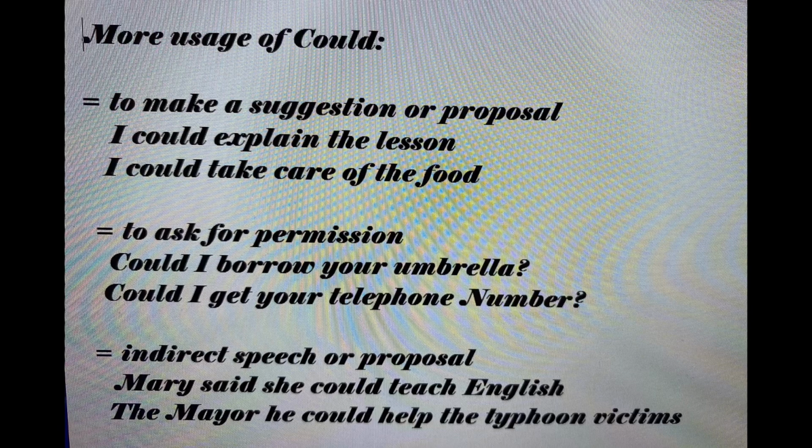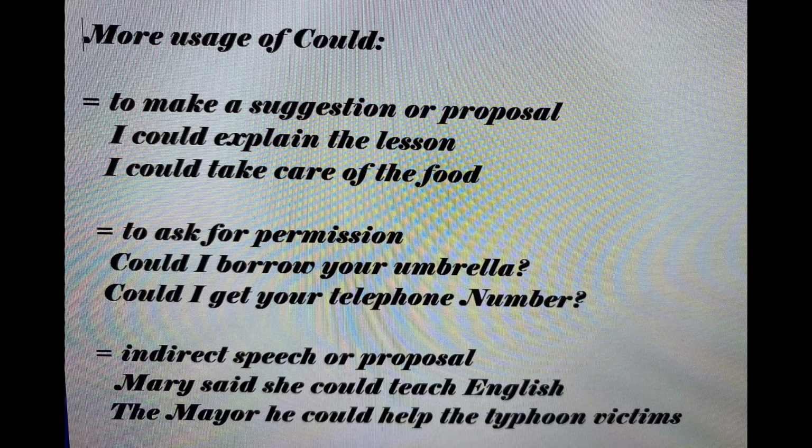We also use could to ask for permission. Could I borrow your umbrella? Could I get your telephone number? Dito, pwede mo rin gamitin ang can, depende sa kausap. Use can when talking to somebody close to you, like family or close friends. But use could kung kausap mo is your higher-ups, heads, or anybody not close to you.